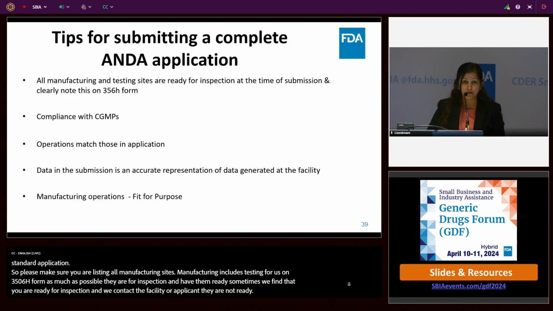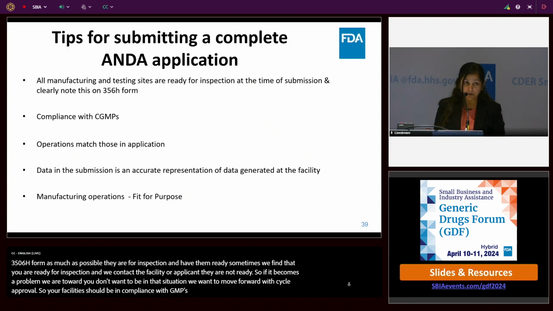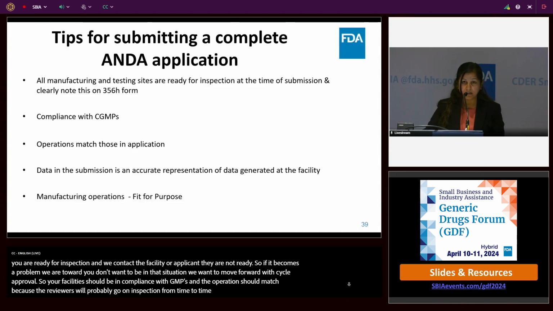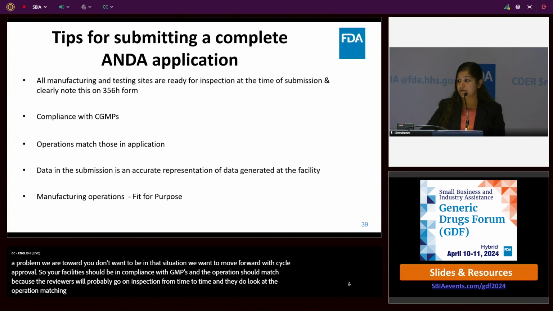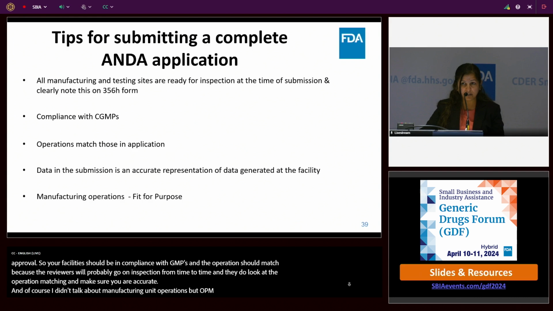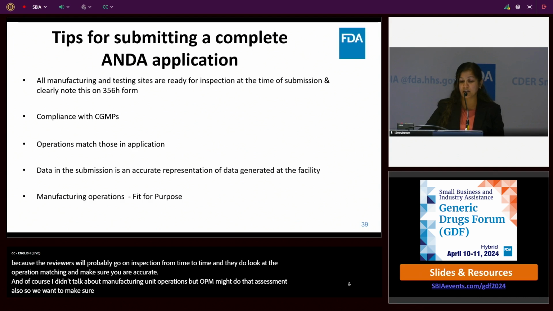Your facilities should be in compliance with GMPs. Operations should match, because reviewers probably would go on inspection from time to time, and we do look at the operations and matching. And data integrity is a big thing. Make sure that your data is accurate. And of course, I didn't talk about manufacturing unit operations, but in OPMA we do that assessment also. So we want to make sure that our entire manufacturing process is fit for purpose, right? And we have control strategies in place.